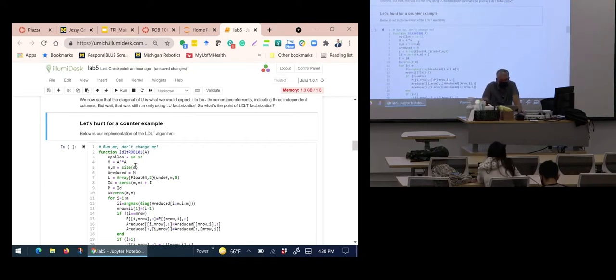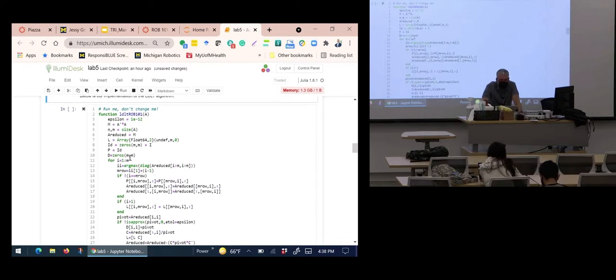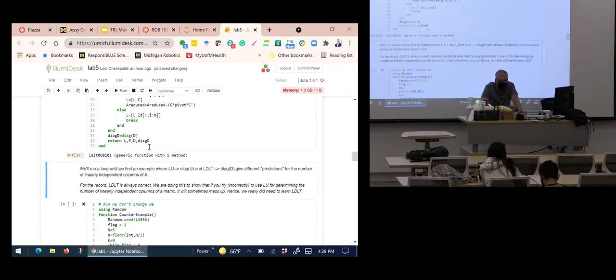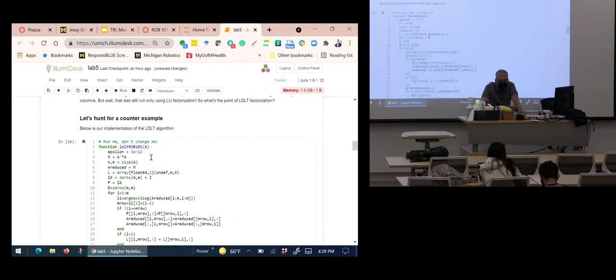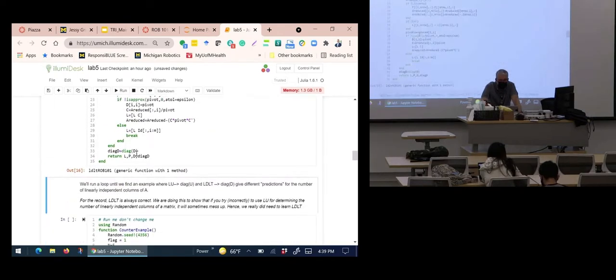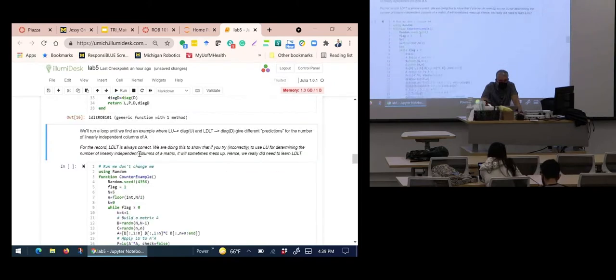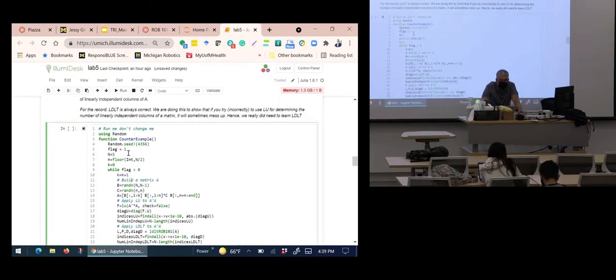This function is just the LDLT that's in the book that I wrote. Not super efficient, but easier to understand. And now I'm just going to do a random search. So I'm building a function called counterexample because I'm hoping to find one. I fix the seed so that all of us, when we run it, always get the same answer.